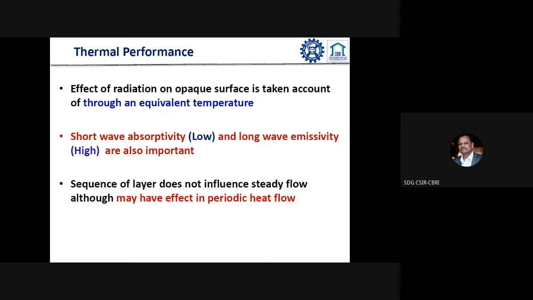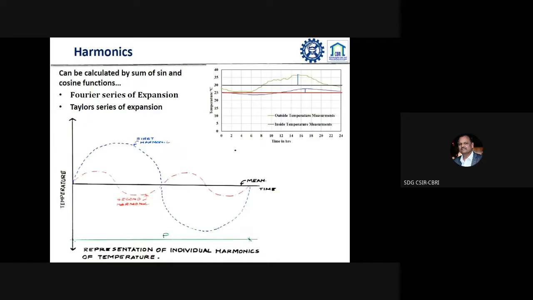There is a possibility of some radiation coming through, the solar radiation. Again, through reflected surfaces we can get long wave radiation, and that also we need to take into account for the calculation of the heat gain. The sequence of layers does not influence the steady state flow. If we consider the steady state, the flow will be linear, because the fluctuation is not considered here.